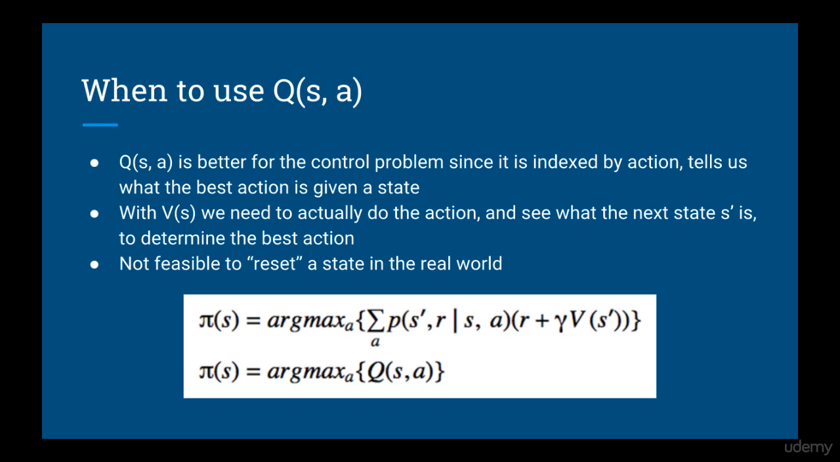The Q function is better for the control problem because it's indexed by the action, so it tells us what the best action is given a state. We can simply take the max over all actions. For V of S, we can't do this. We would instead have to actually take an action, see what state we end up in, and then maximize over all the possible actions after having done them. You can see how this would be infeasible in the real world. Therefore, we always use Q for finding optimal policies.